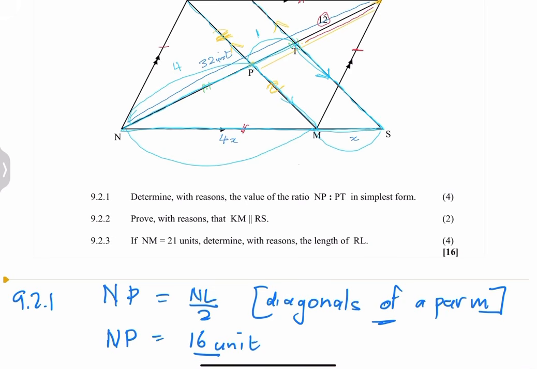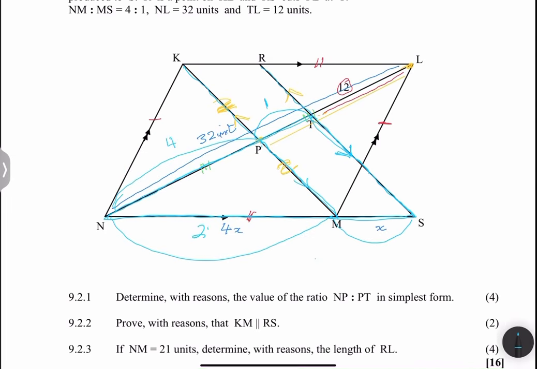Now, they said if NM is 21 units, and in this case, they say determine the length of RL. So now we're going to look for the length of RL. So we're going to look for that length over there.